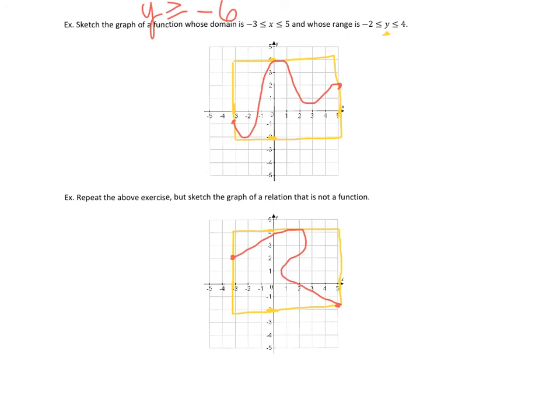All right, so our domain ranges from negative 3 to 5. The y values range from negative 2 to 4. But now it fails the vertical line test, so that means it's not a function.